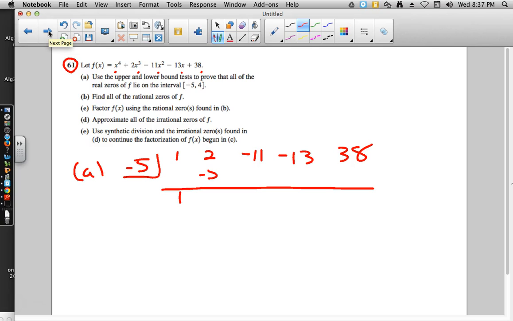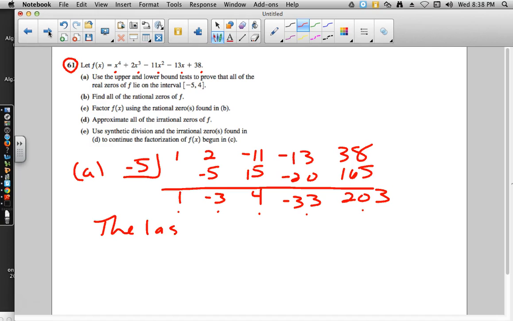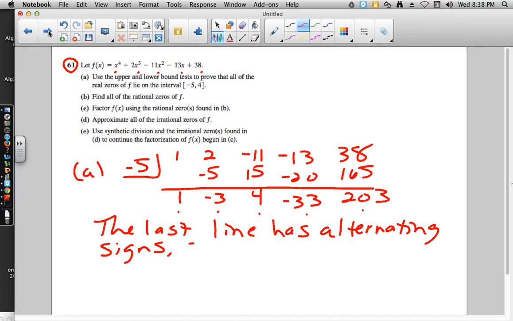So bring down the leading coefficient, multiply times negative 5, add that to 2, multiply negative 3 times negative 5, get 15, add that to negative 11. Negative 5 times 4 is negative 20, so now we have negative 33, and we multiply that by negative 5, and we get 165, and we add that and get 203. And we can see positive, negative, positive, negative, positive. So the last line has alternating signs. So negative 5 is a lower bound. That's what we're looking for every time, alternating signs.